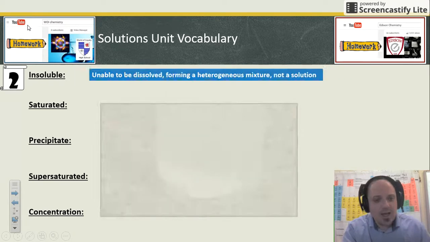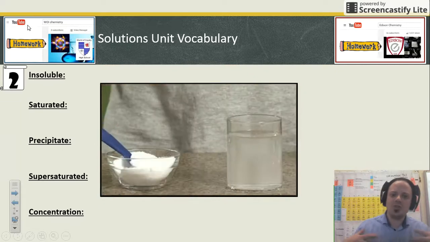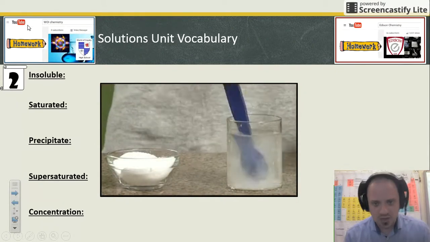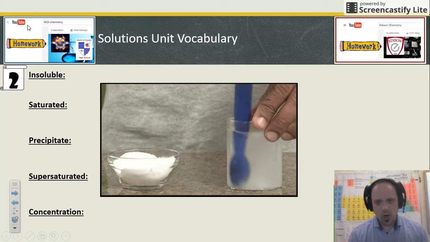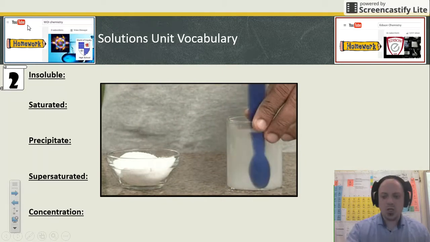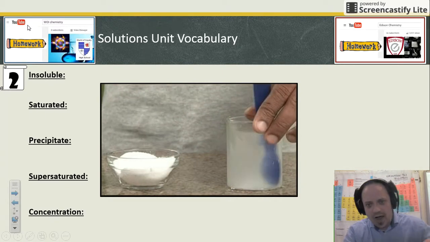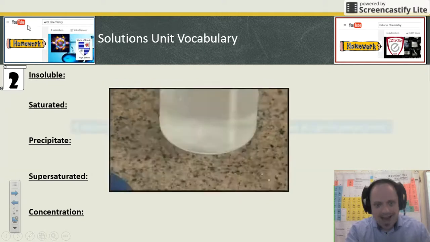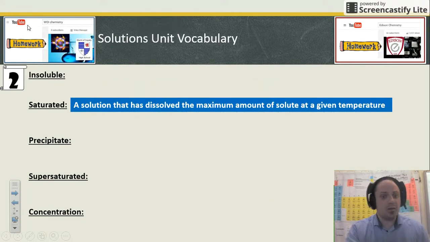Saturated. This is when you have dissolved the maximum amount of solute in your liquid, okay? You can't get any more in there. All the extra falls to the bottom. Saturated is full. It is a solution that's dissolved the maximum amount of solute at a given temperature. Saturated.